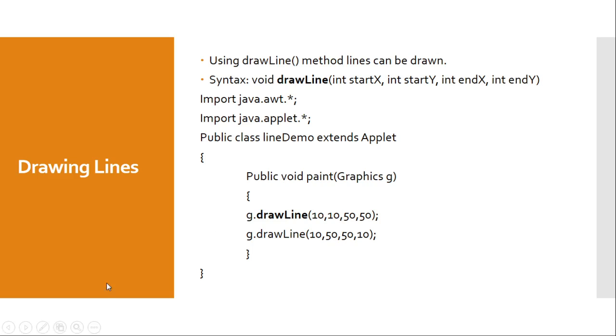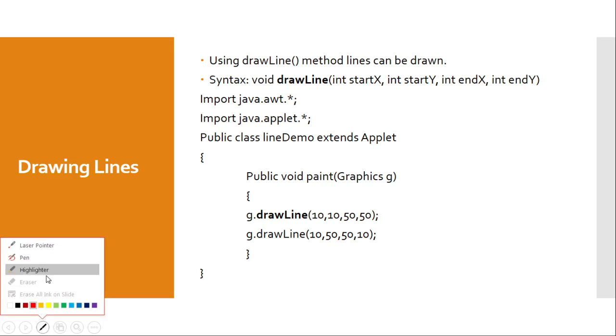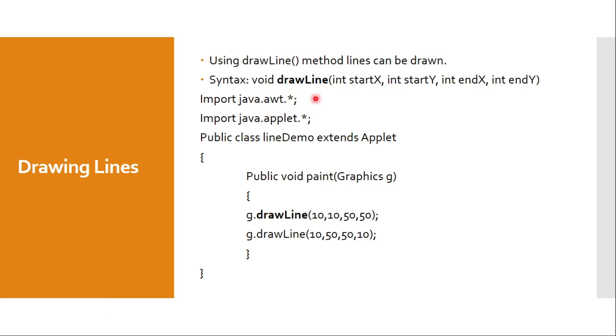So the syntax goes like this. To draw a line, you need to follow this syntax. That is, you need to use a function, drawLine. So you need to specify the start x and start y position, and end x and end y position. So the program goes like this.